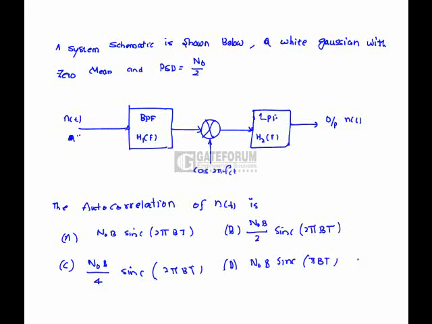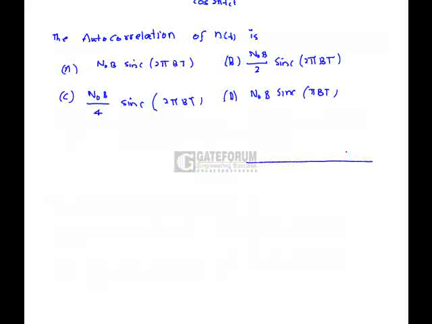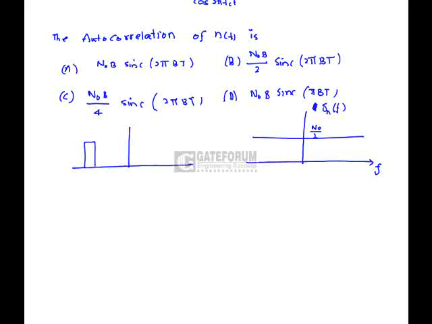Schematic is shown below. A white Gaussian noise whose mean is 0 and whose power spectral density is two-sided, that is N0 by 2. If we look at the PSD diagram of a white Gaussian noise, it is N0 by 2 for all frequencies. This is Sn of f. Here the filter transfer function is given in the question itself, located about some center frequency, and whose bandwidth on both sides is 1. This is H1 of f. This is a band pass filter.